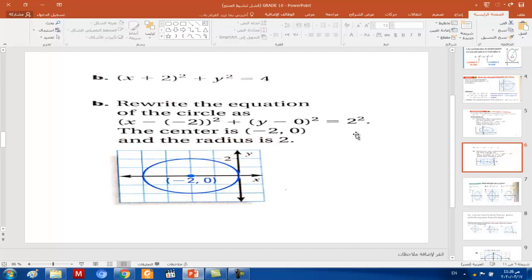And the radius, of course, we said it already: 2² = 4, so the radius is 2. So here is the graph of the circle.